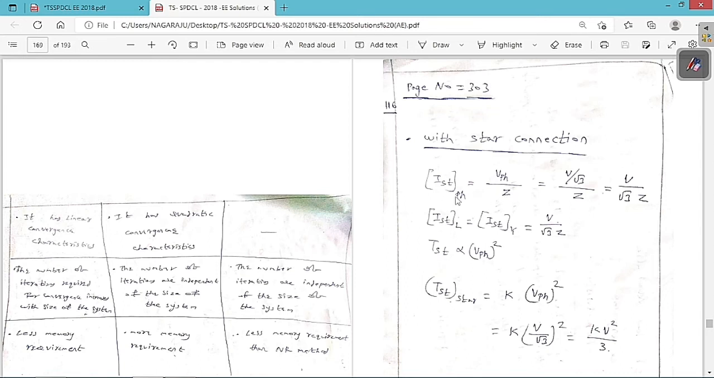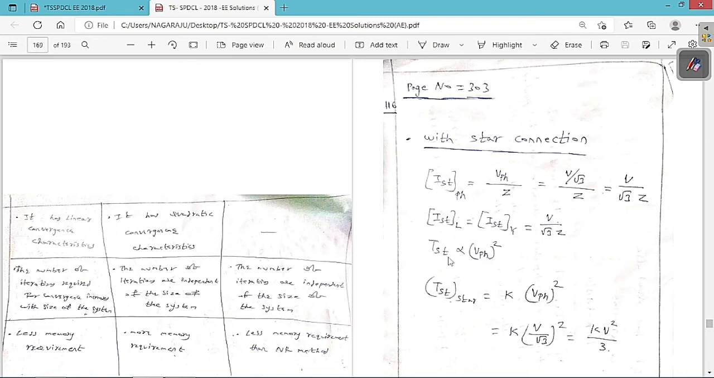Then what is the phase current in a star connection? Always phase current is equal to line current. So what is the phase current? Phase current is equal to phase voltage by impedance of the phase. Phase voltage in a star connection is line voltage by root 3, so V by root 3 by Z. So we are going to get V by root 3 Z. I already told you in a star connection, phase current is equal to line current, the same value, which is V by root 3 Z. And this is the equation that we are going to get. Let me assume this is equation 1.